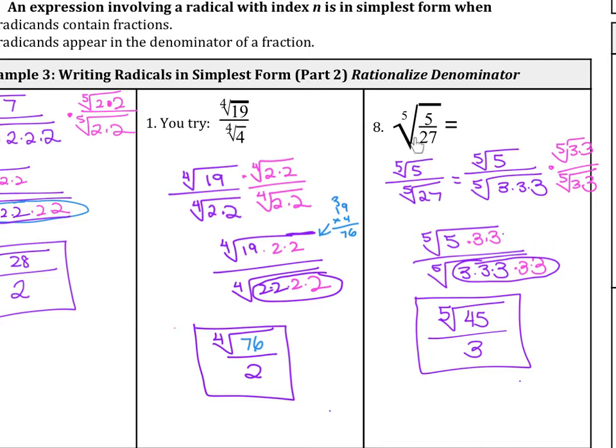Number 8: it's under one radical, so we can split it up. The fifth root of 5 over the fifth root of 27. Again, break it down. 27 breaks down to 3 times 3 times 3. The 5 again tells us we need 2 more 3's. So we multiply the numerator and denominator by the fifth root of 3 times 3. Then you simplify all the way. You end up with 5 times 9, which is 45. So the fifth root of 45 over these 5 3's with the fifth root, which comes out as a 3.